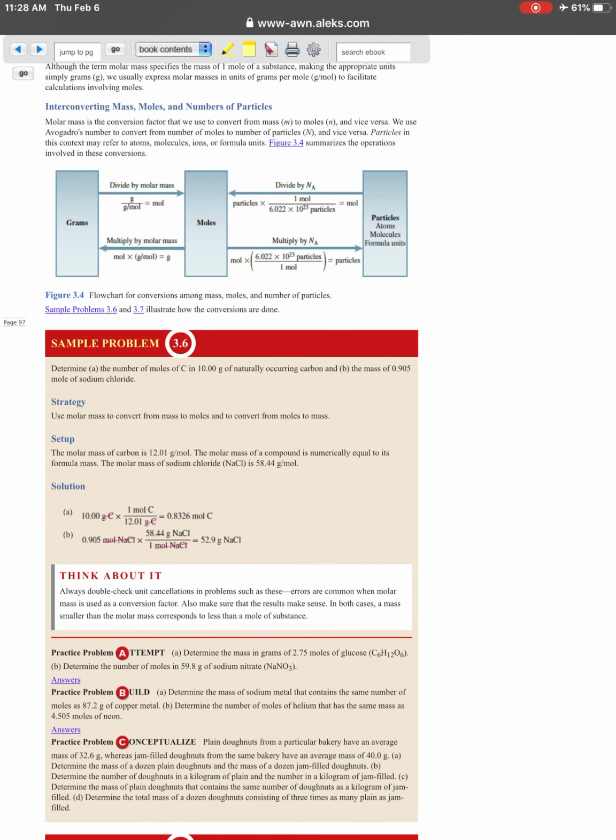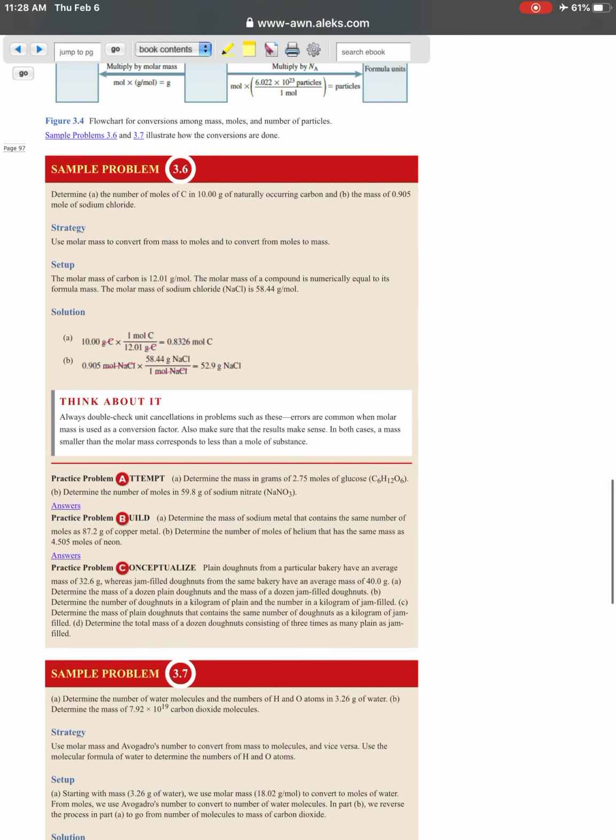So now let's go through and take a look at an example. Sample 3.6. Determine A, the number of moles of carbon in 12 grams of naturally occurring carbon, and B, the mass of 0.905 moles of sodium chloride. Okay, let's take a look at this. Let's do part A first.